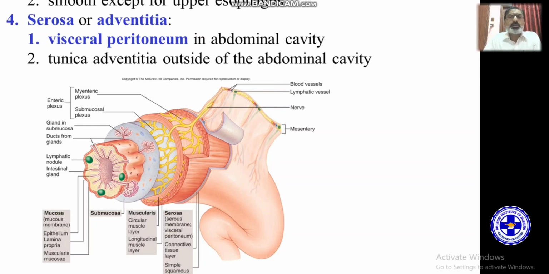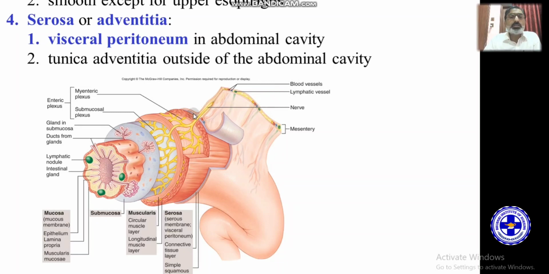but the parts which are not in the abdominal cavity are not lined by the peritoneum, so they are lined by the tunica adventitia. They line the parts which are outside the abdominal cavity. So these are some layers which we will discuss in detail in the coming slides. Here you can see the mesentery, two layers of the peritoneum, containing blood vessels, lymphatics, and nerves.